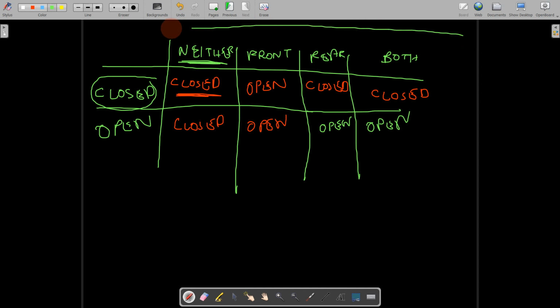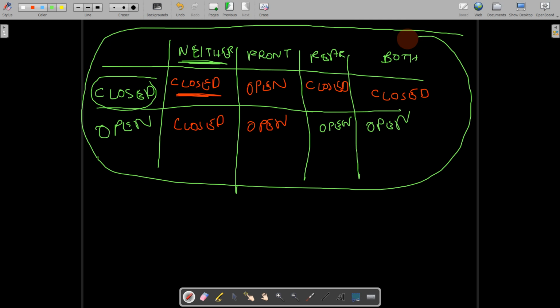So this is the state transition diagram. Based on what current state the door is in and what input it receives, what to do next, or which state to go to next, is represented by the programmer to the controller machine using this matrix. Okay, so this is called the state transition table for the automatic door controller.